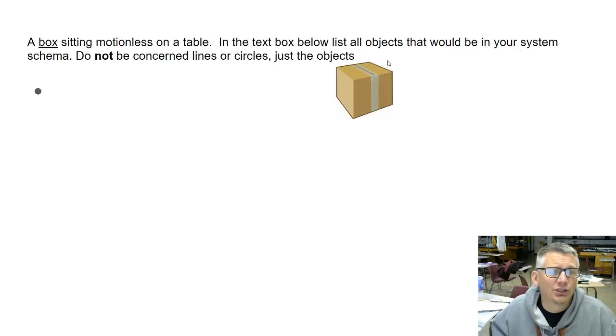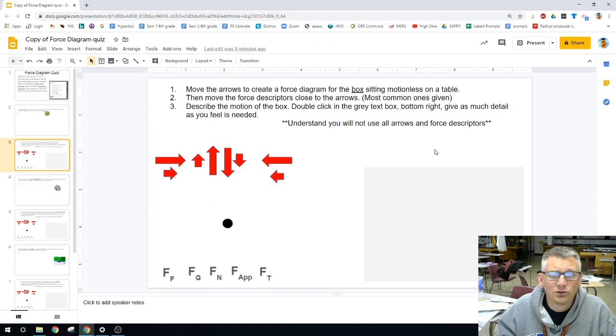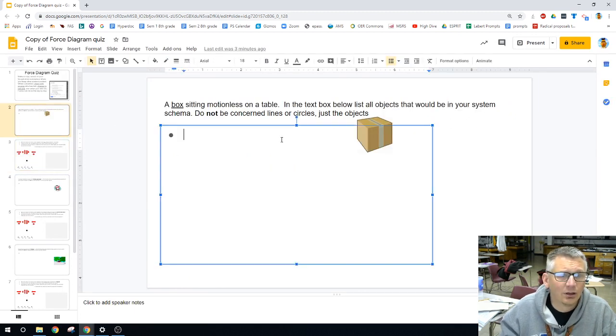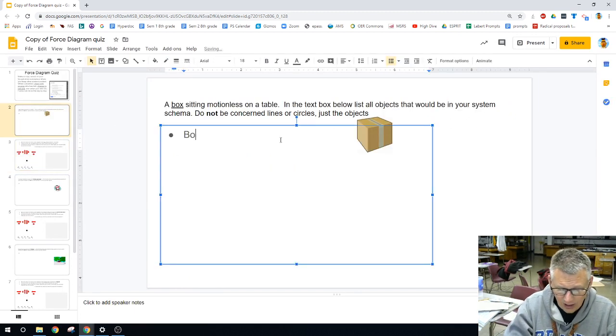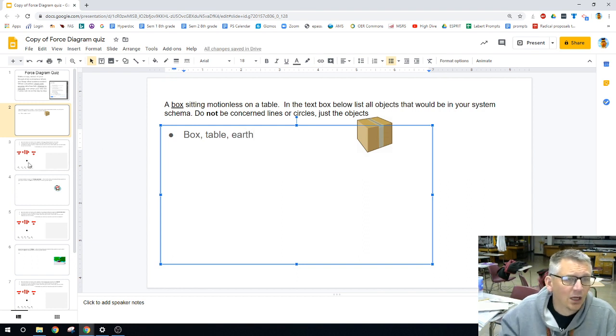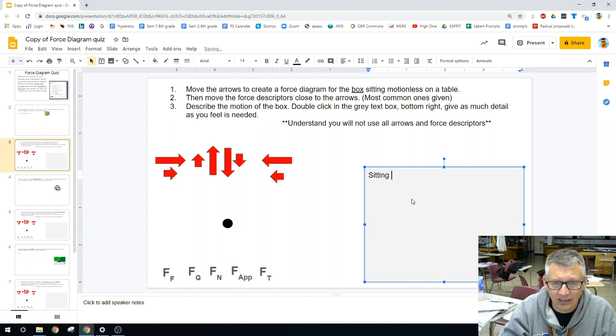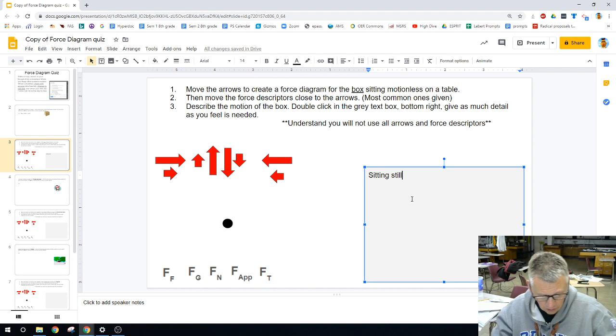So, a box sitting motionless on a table. In the text box below, list all the objects that you would see in your system schema. Oh, I need to take that out of present mode so that I can type. So we are going to have the box, table, and earth. The earth is going to be in each and every single one of them. Next, we need to take a look at what is the motion. It is sitting still. Once again, that's all I really needed from you.